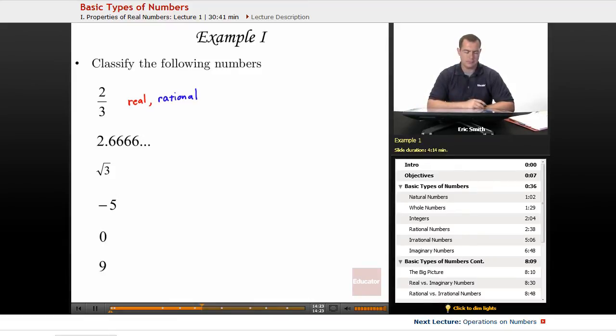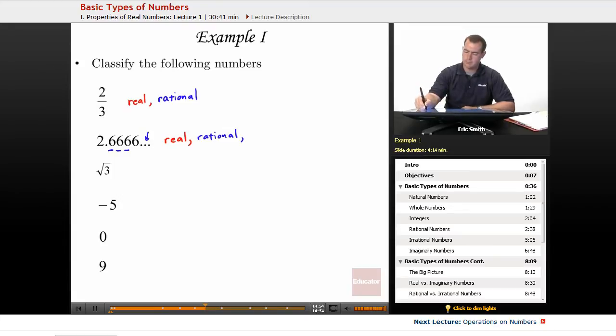Let's try another one of these. 2.666 repeating. Well, I don't see any imaginary parts, so I will say that this is definitely a real number. Can I write it as a fraction? Well, I do see it has a repeated block of numbers that goes on and on forever, so it is a type of rational number. Okay, what else can I say? Is it an integer? Nope, it has the decimal part on it. It is not an integer. So I'll leave that one as it is.